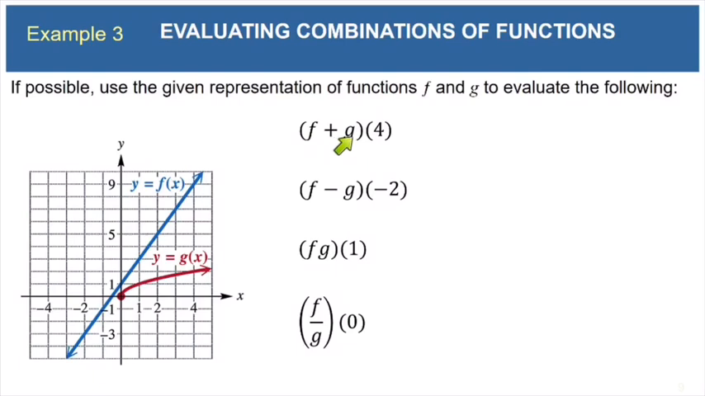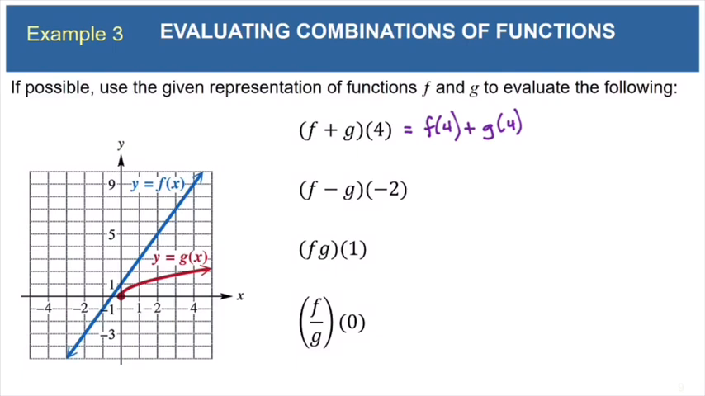Here we have f plus g of 4. Now you know that that means f of 4 plus g of 4. So the f function is the one you see here in blue, and the g function is the one you see here in red. Remember, these function values are just the y values at the stated x value. So f of 4 means find the y value for the f function when x equals 4. And the same thing for the g function.